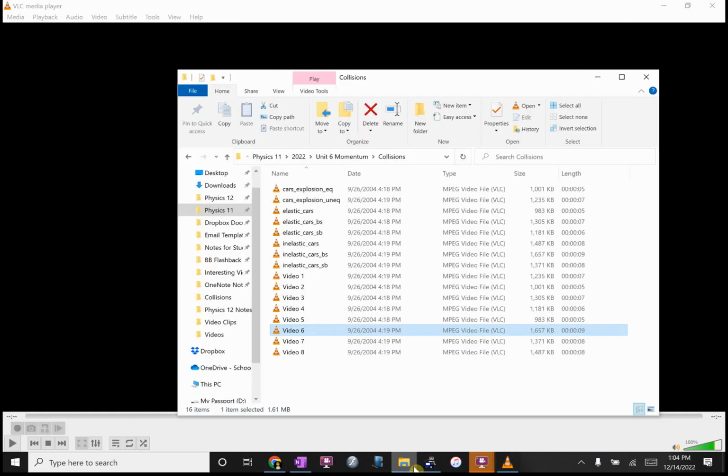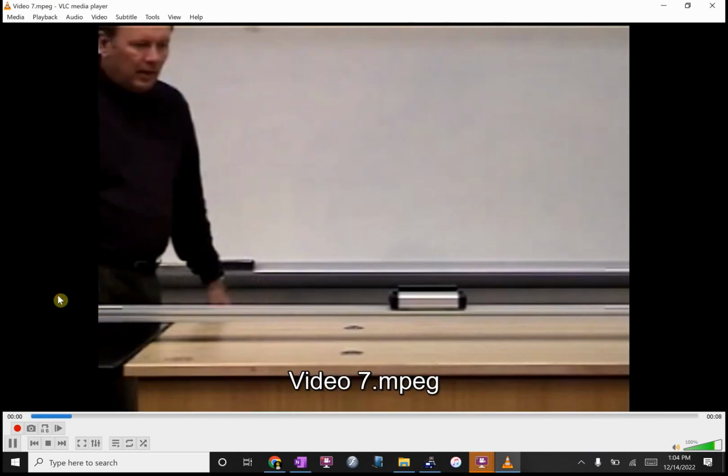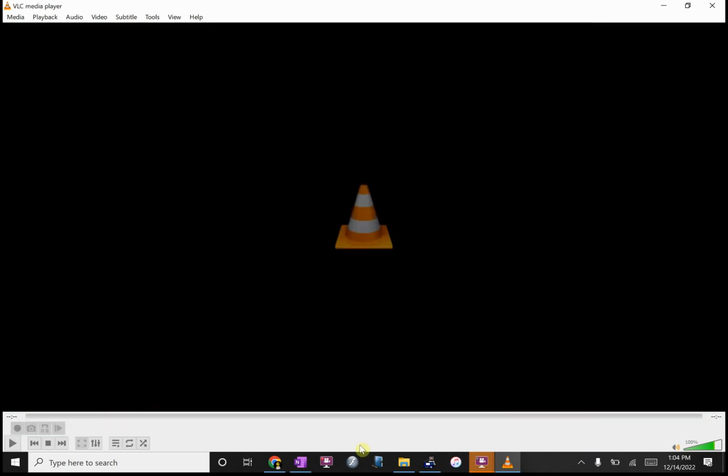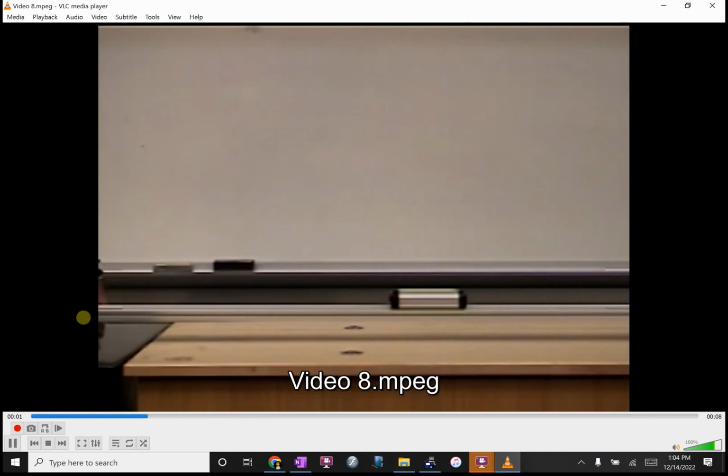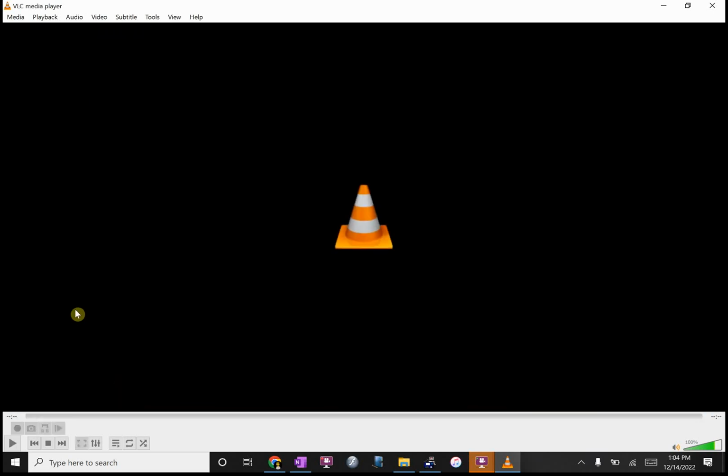Second one. Inelastic, small mass hits big mass. Third one. Inelastic. One of those looked a bit different from the other two.